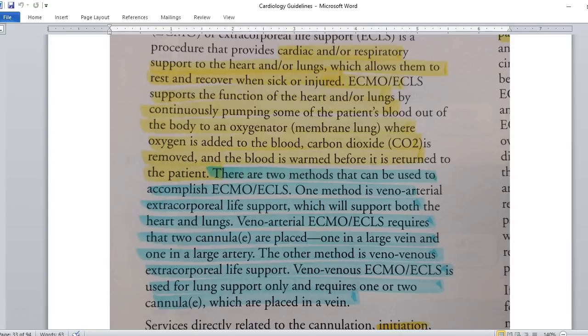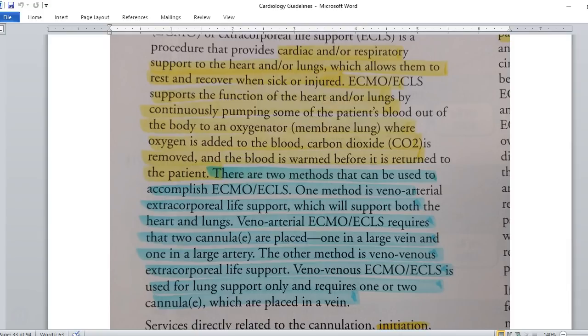So again, veno-venous is going to be used more for patients that are not as much at risk. These are services that basically help the body stabilize without having the body work extra hard. So they'll do these for things like near drownings. They'll do these for patients that are having constant heart and respiratory failure for a variety of reasons.